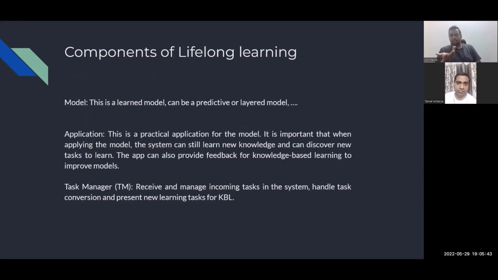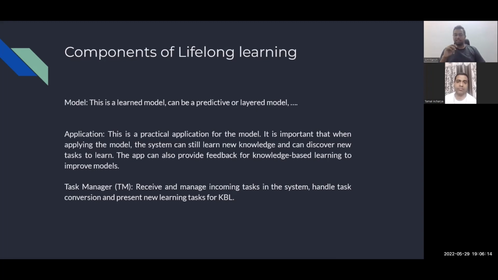And of course, as I said, a learned model is your predictive layered model, deep learning model, a hybrid model, whatever you want to think. Application is the practical application, whatever you are applying. So when you make a prediction, say salary prediction, face detection, object detection, and whatnot, this application can also provide feedback for knowledge-based learning. It can tell you what went right and what went wrong. This feedback, very similar to reinforcement learning, could be really helpful for us.